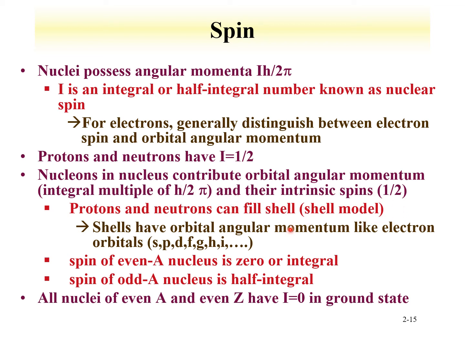Even A nuclei tend to have 0 or integral spins, and the odd A nucleus tends to have a half integral spin. For an odd A nucleus, the unpaired nucleon, either a proton or a neutron, is going to be responsible for the spin of the entire nucleus. All even nuclei are 0 in the ground state, 0 spin.